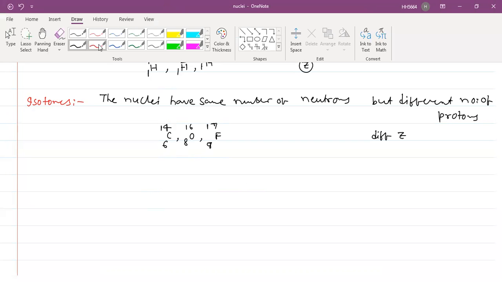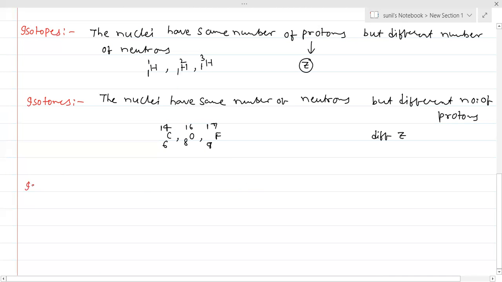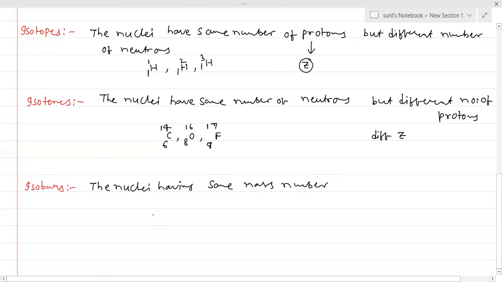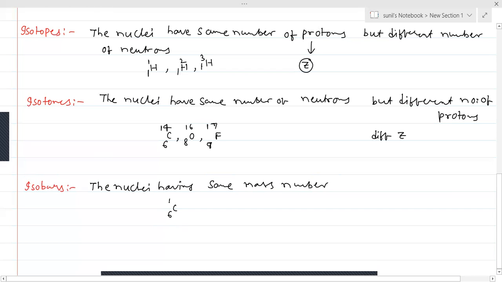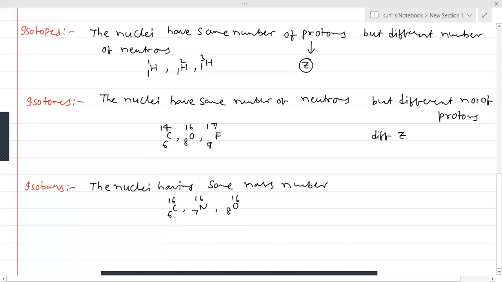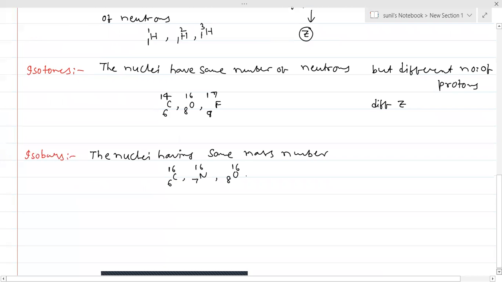Next we think of isobars. Isobars means nuclei having the same mass number. For example, 6 carbon 16, 7 nitrogen 16 and 8 oxygen 16. This is called isobars.